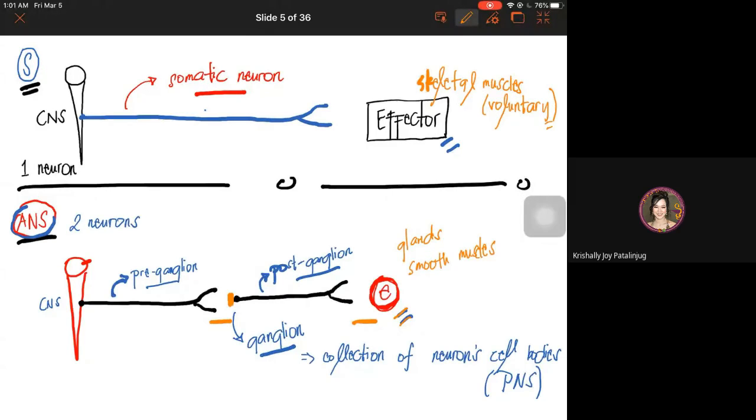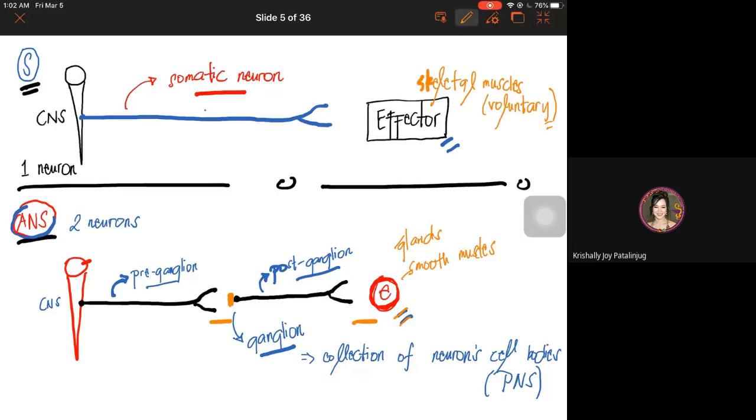Okay? Now, based on my descriptions on glands and smooth muscles, mag-question ako, what do you think about these glands? Are these organs controllable or not? Can you control the secretion of your lacrimal fluids, your saliva? Kaya nyo bang i-control yun? Yung digestion, kaya nyo bang i-control yun? Are these organs controllable? Yes or no? No.